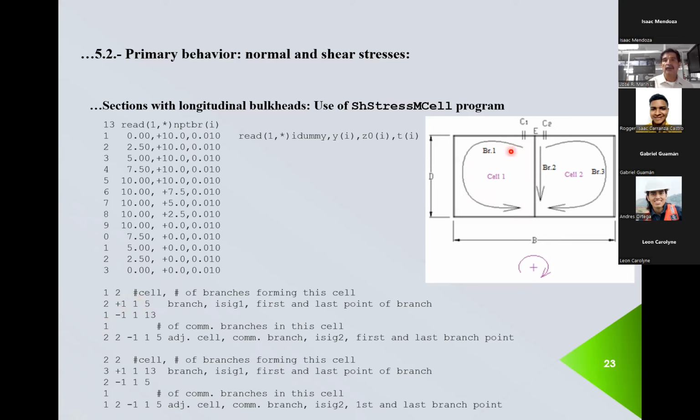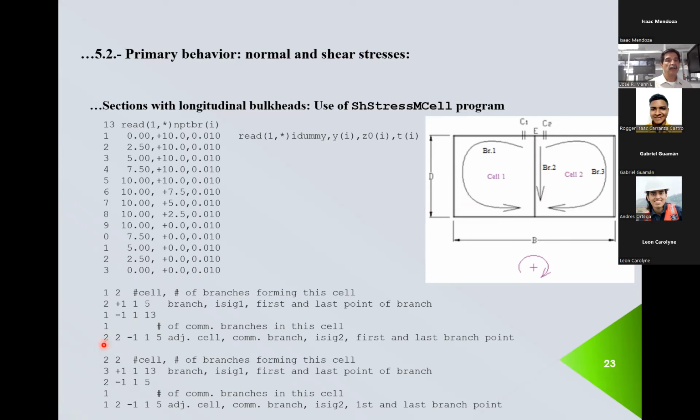Then we go in this direction. But we see that this is branch 2, which goes opposite to the definition of cell 1. That's why we need a negative here. And we use the 13 points which were employed to define branch 1. And this is the common wall between cell 1 and cell 2. So that's this branch here.